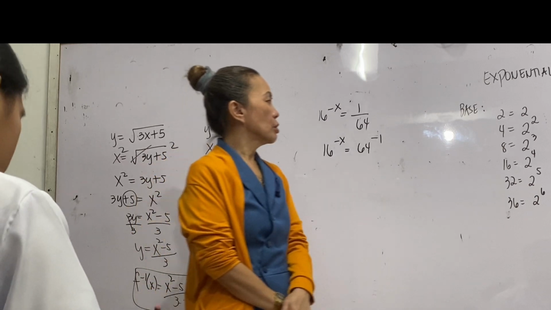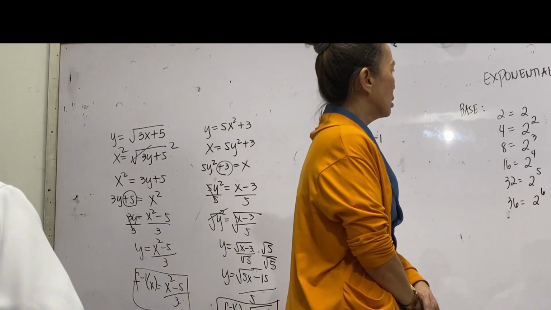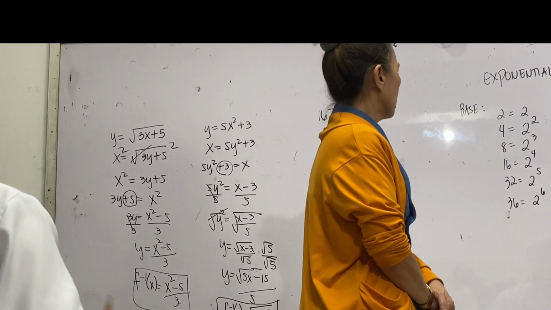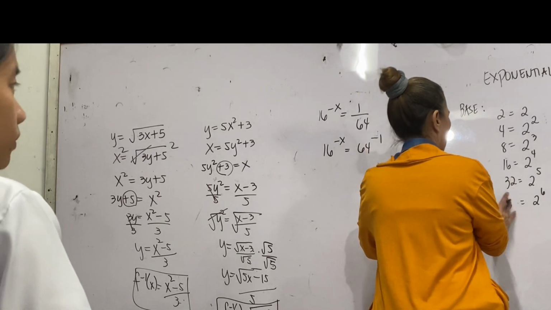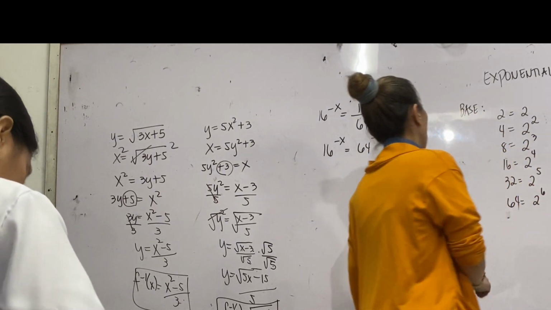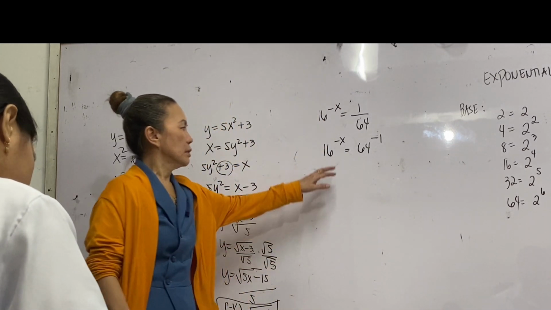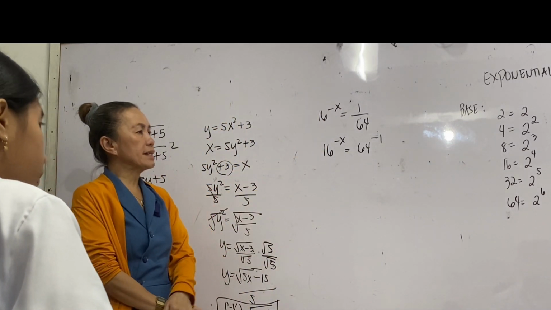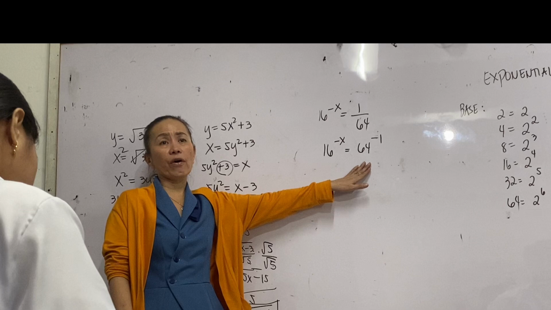Saan? 2 raised to 6. Okay, so that will be 64. Okay, next po. Dito na tayo. As you can see, 16 tsaka 64.